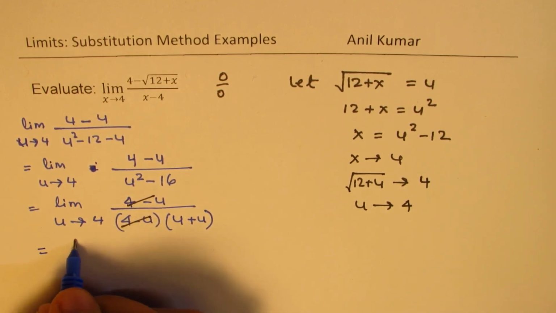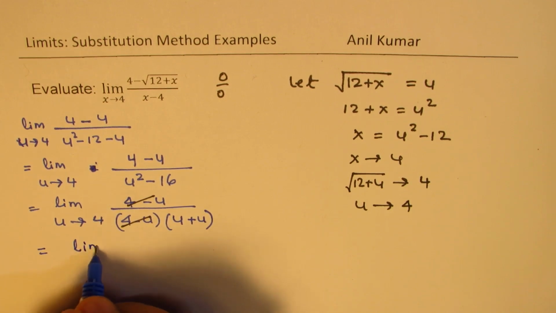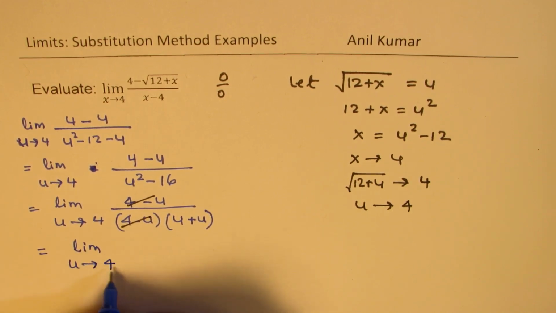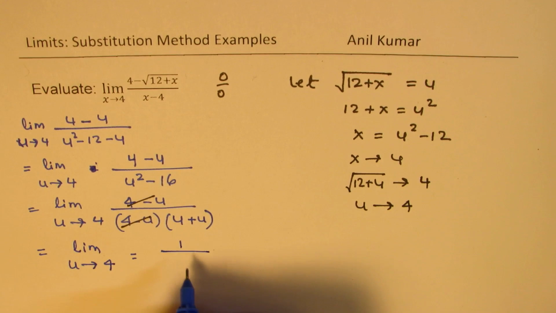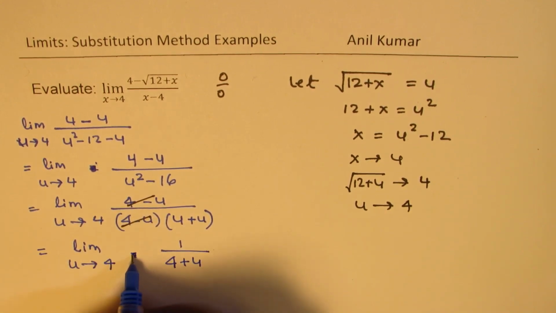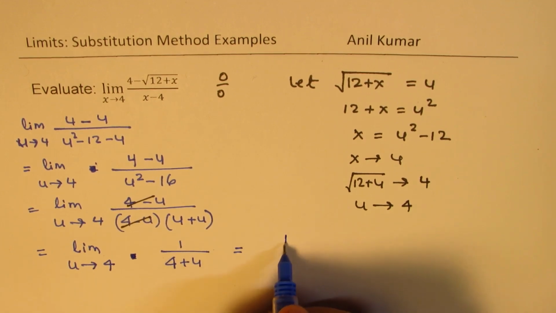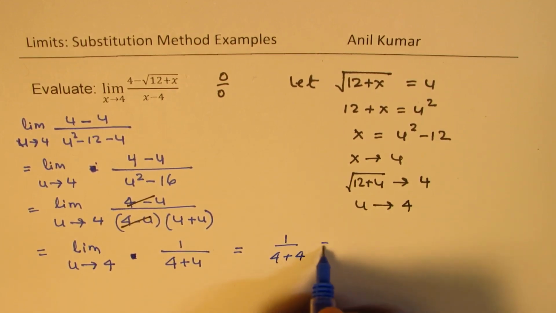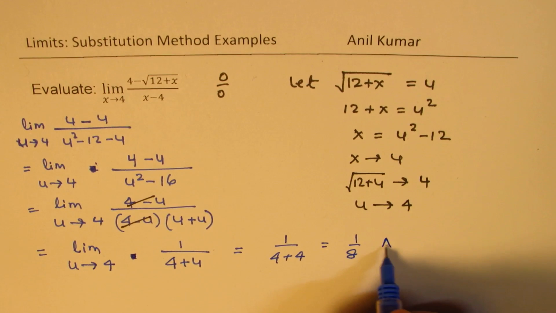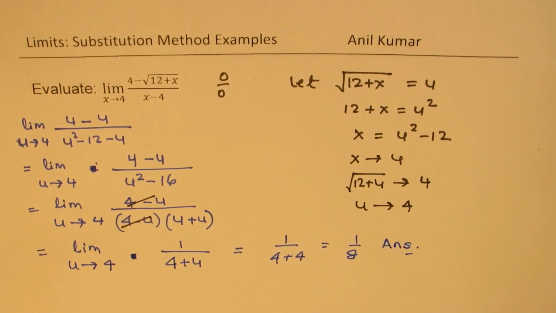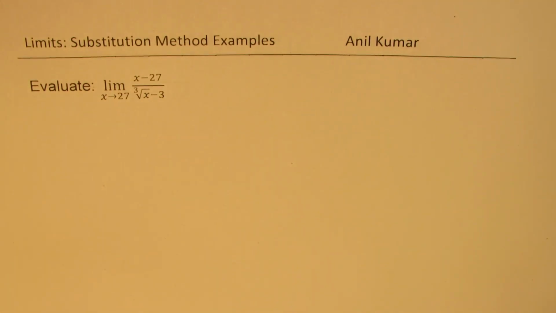So what we get here is limit u approaches number 4, and in the numerator we are left with 1, and here we have 4 plus u, okay? Limit of this, which is definitely 1 over 4 plus 4, or 1 over 8, and that becomes our answer. Is that clear to you? So this is the way substitution can help you find limits, right? So here is another example, last two.